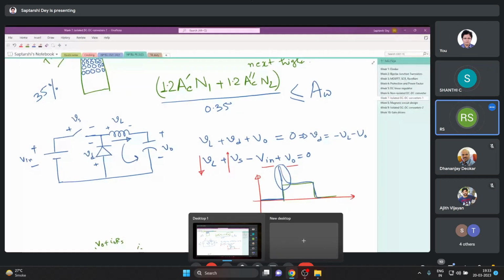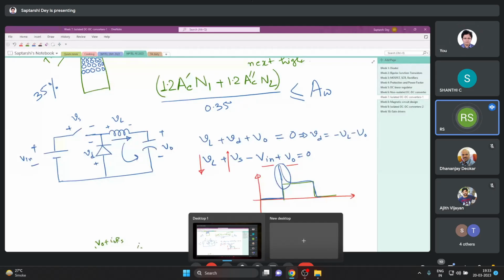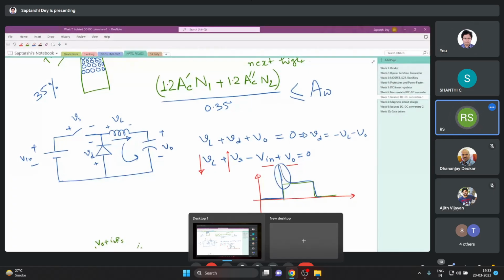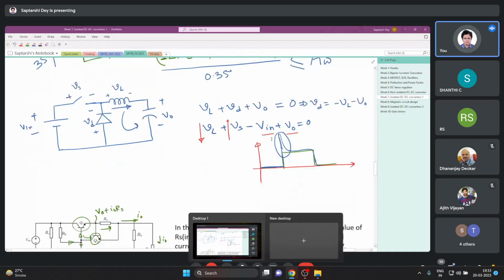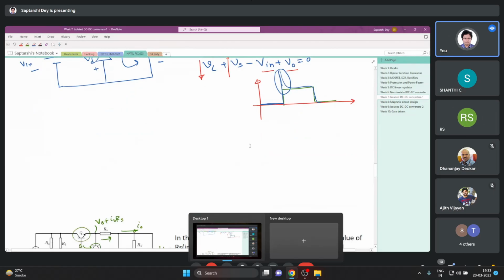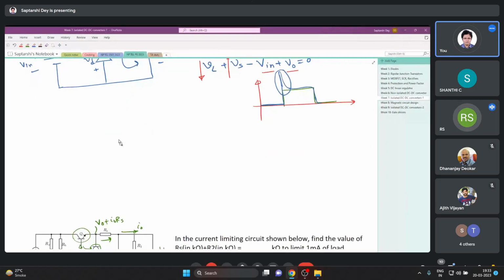Sir, this waveshape can be seen across the switch in the forward converter, right? Voltage across the switch, yes, everywhere. If there is an inductor, this thing will happen. For the forward converter, it will come from leakage inductance. The leakage energy will completely get dissipated across the switch.